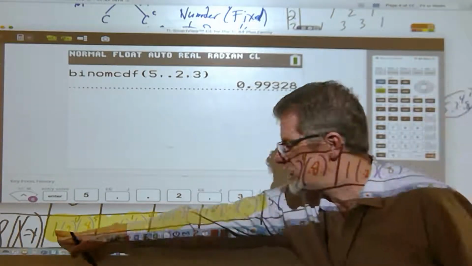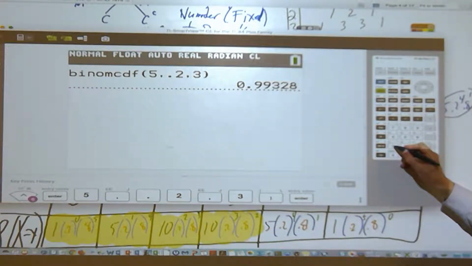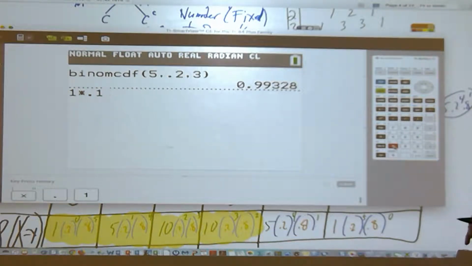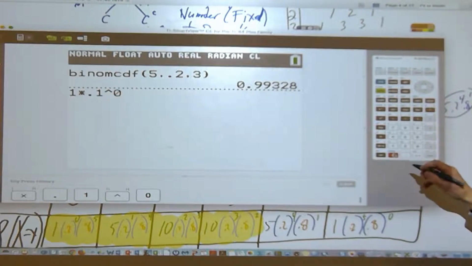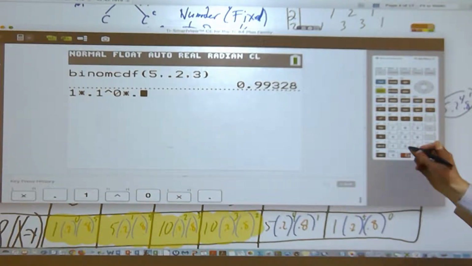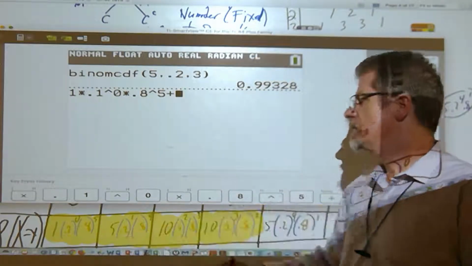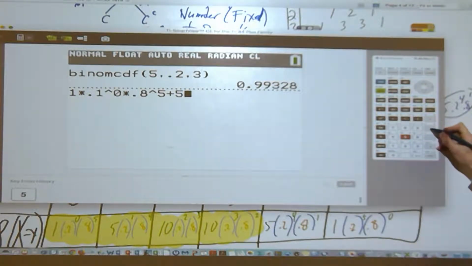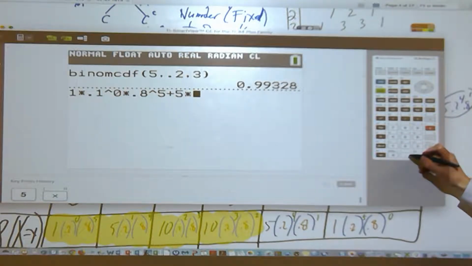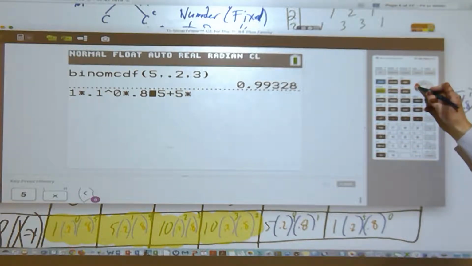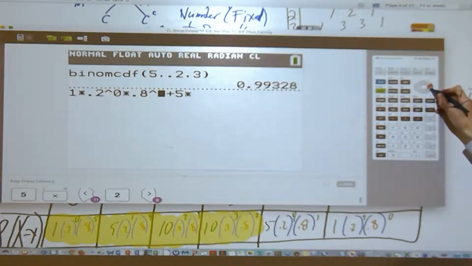What if you had to type it in the long way? You would have to type in 1, please type this in with me, times 0.1 to the 0, times 0.8 to the 5th, plus, and now the second of 4 boxes, 5 times, did I really do 0.1? It's 0.2, 0.2 to the 0. So I typed in the first box, you type in the other 3 boxes, and we'll see if we get the same answer of 0.99328.